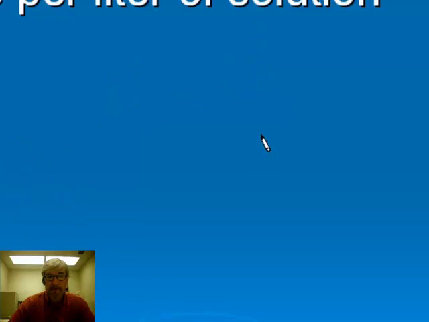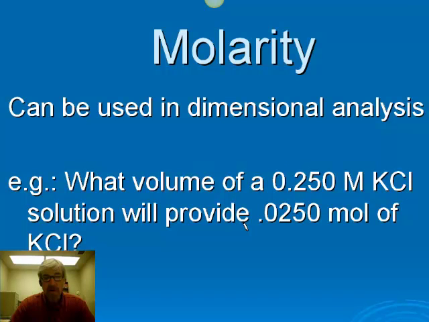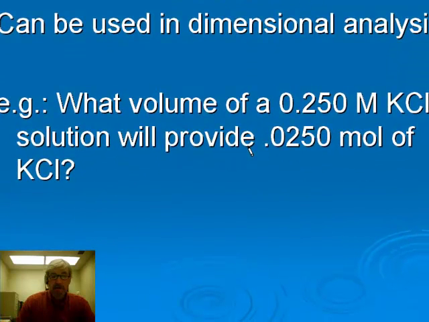One of the reasons that's very handy is because you can use it in dimensional analysis to solve all kinds of problems. Like, for example, let's say you wanted to know how much of a 0.250 molar KCl solution would provide 0.0250 moles of KCl. Here's how you could do this.